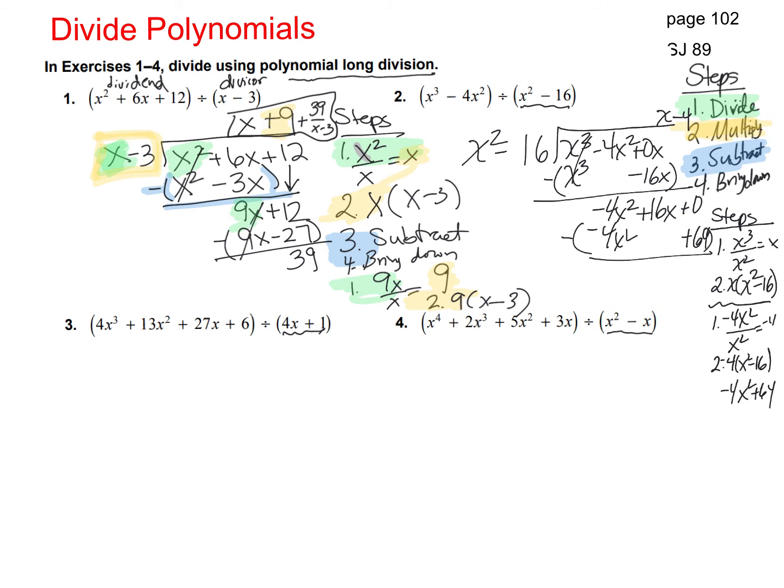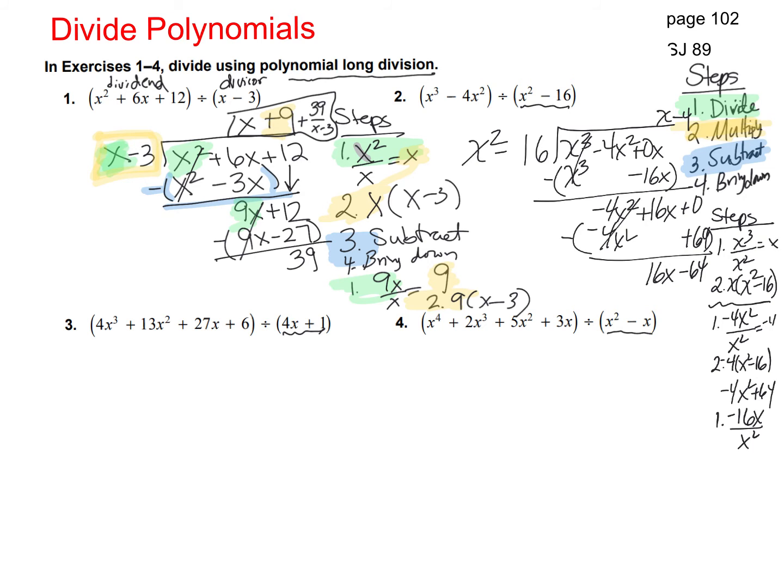Subtract. Negative 4x squared minus negative 4x squared is 0. 16x minus nothing is 16x. And 0 minus 64 is negative 64. Now I have nothing to bring down, but also when I go to divide again, 16x divided by x squared does not work because it would leave an x in the denominator. So I know 16x minus 64 is my remainder.